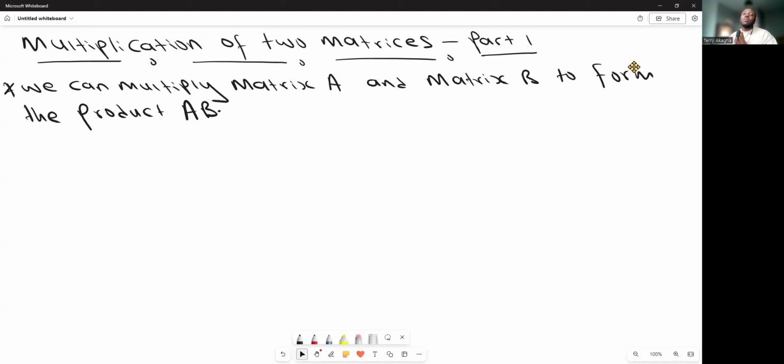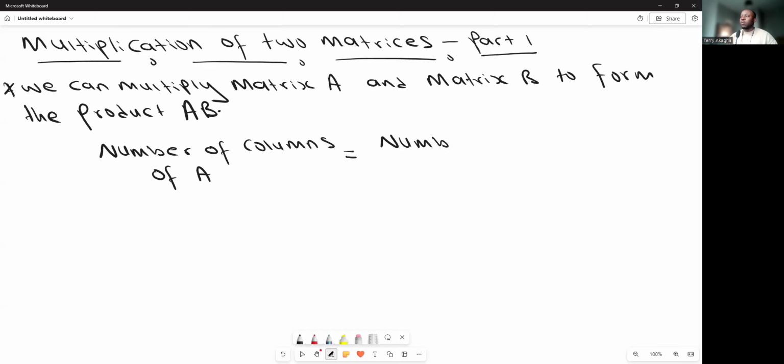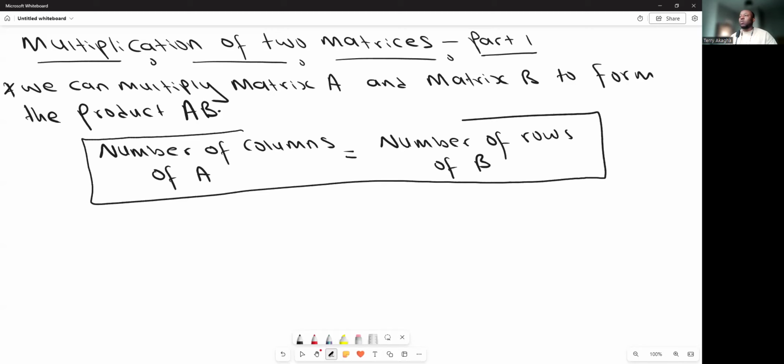Now, before you multiply two matrices, there's a rule that you must know. The number of columns of matrix A must be equal to the number of rows of the second matrix. So the number of columns of the first matrix must be equal to the number of rows of the second matrix.